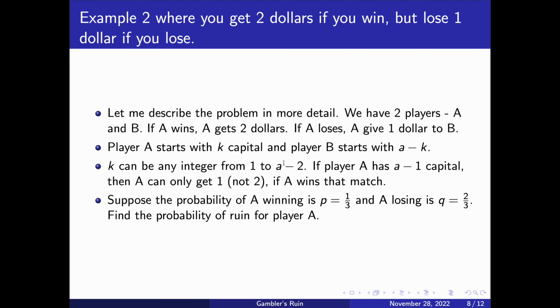Okay, and then we just assume that player A winning is given by 1/3, and the losing is given by 2/3. And we want to find the probability of ruin for player A. So we want to find the u of k for this problem. You can pause this video here and try to do this problem on your own. This one is a little bit difficult because, yeah, you will see why. So I will move on to the next slide.